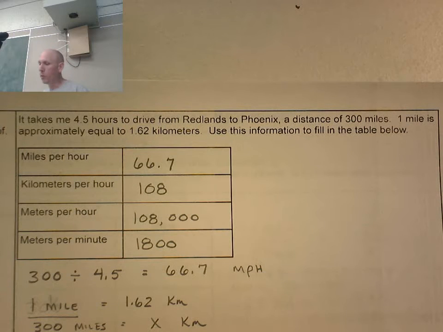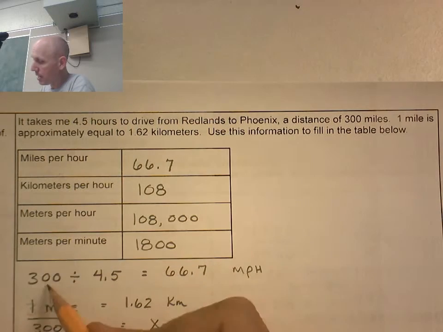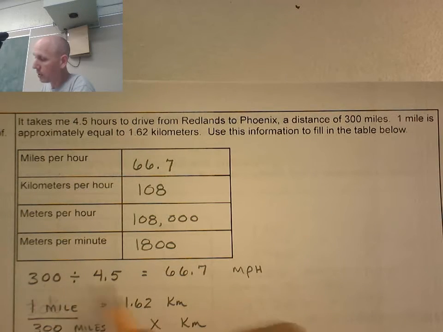It takes me approximately 4.5 hours to drive from Redlands to Phoenix, a distance of 300 miles. 1 mile is approximately 1.62 kilometers. Use this information to fill in the table. So miles per hour. Miles divided by hours would be 66.7 miles per hour.